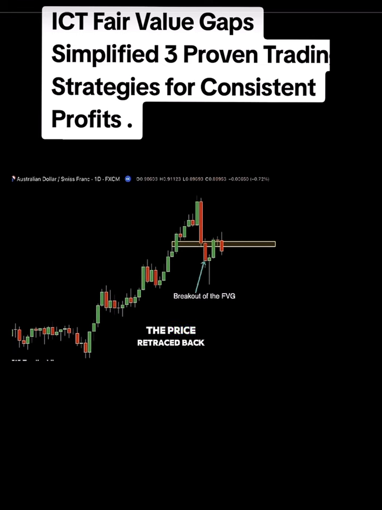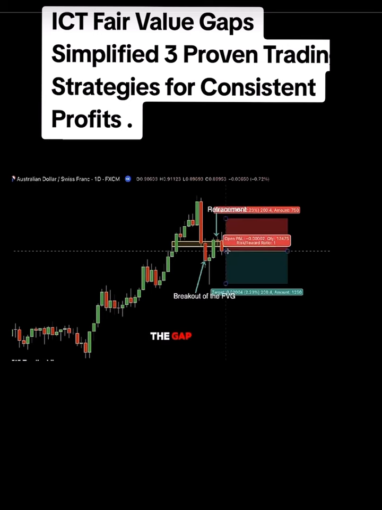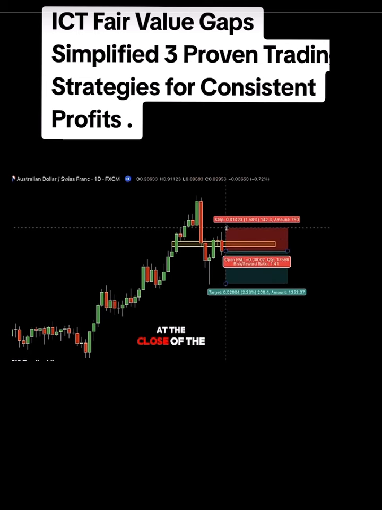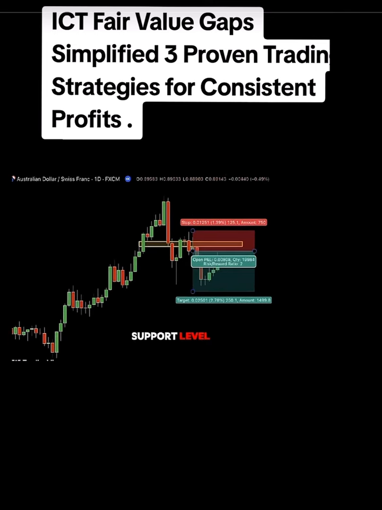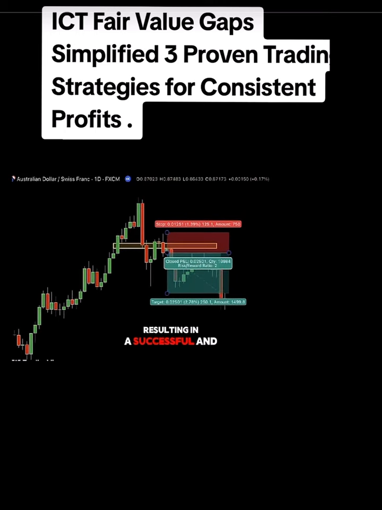Following this break, the price retraced back to test the fair value gap, which now acted as a resistance level. At the point of contact, the price rejected the gap, indicating a potential reversal. A short position was taken at the close of the rejecting candle, with the stop loss placed just above the fair value gap zone. The profit target was set at the next significant support level, which the price reached, resulting in a successful and profitable trade.